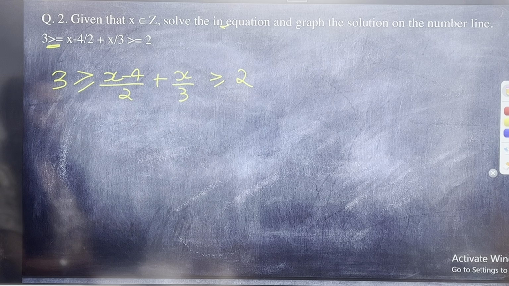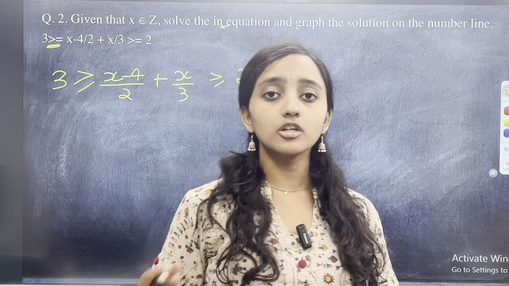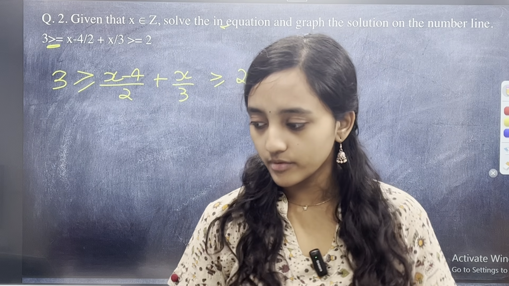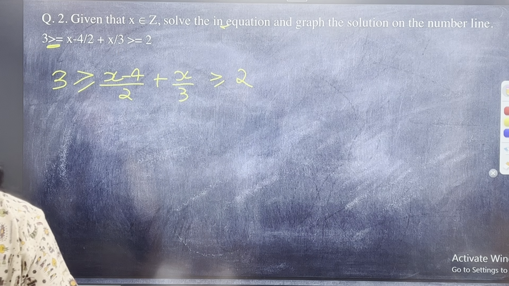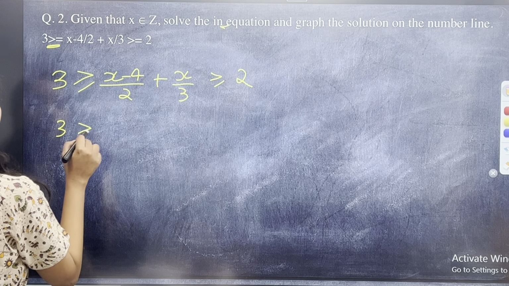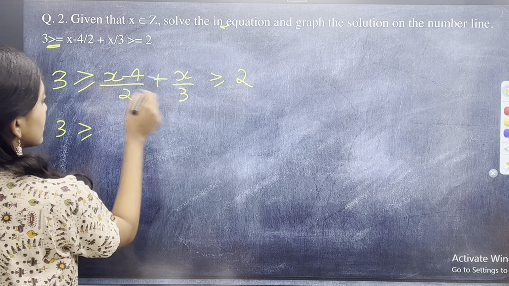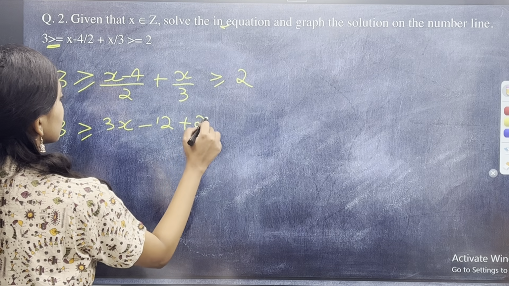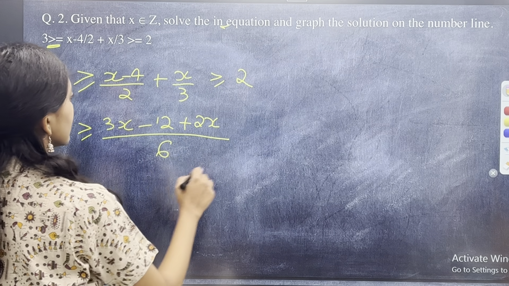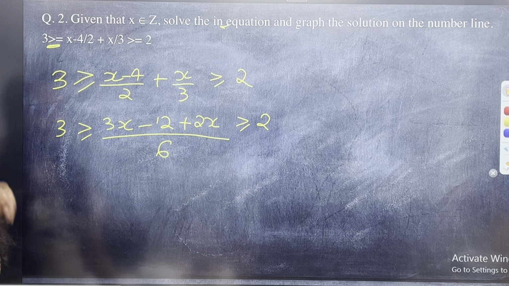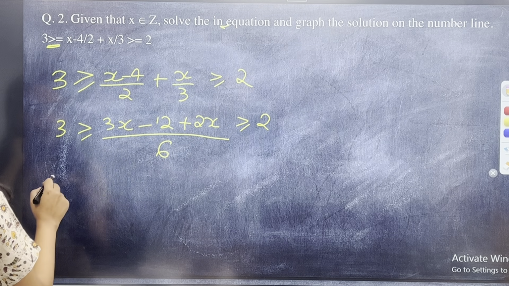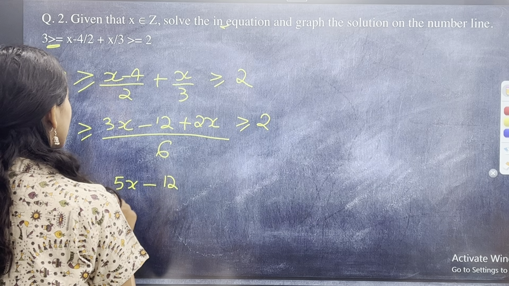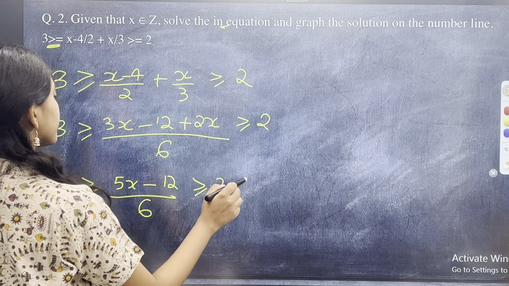This is your inequality. What did I tell you to do first? If there are two or multiple terms in between two inequalities, club them into one. LCM karo. Isn't that the case? That's what I had told you. So let's first do the LCM. So 3 is greater than or equal to 3x minus 12 plus 2x by 6 is greater than or equal to 2, right? Now let us simplify this further. 3 is greater than or equal to 3x plus 2x is 5x minus 12 divided by 6 greater than or equal to 2. This is your inequality.